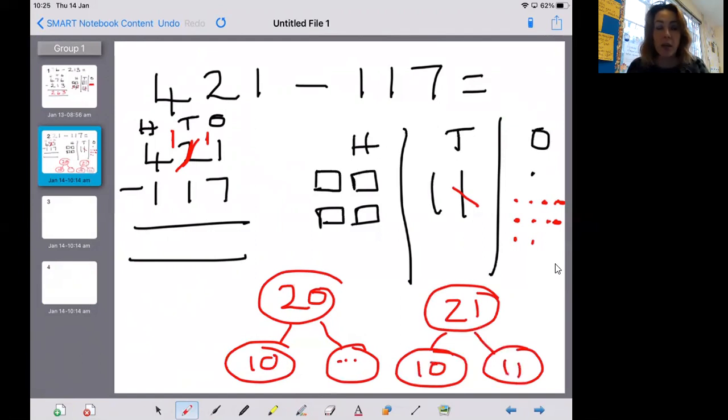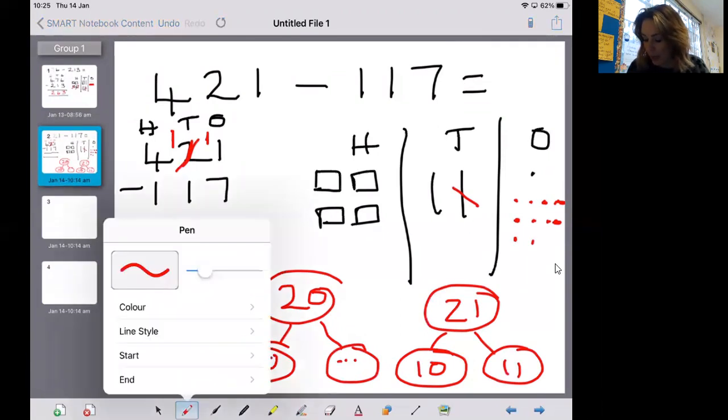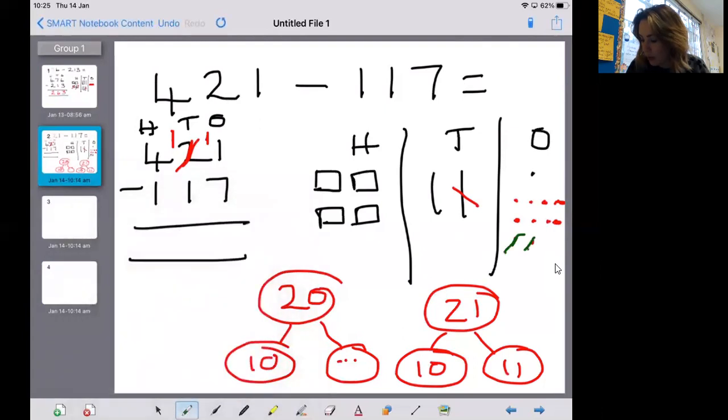Now I need to do some taking away. From those 11 ones, I need to take away 7. 1, 2, 3, 4, 5, 6, 7. So I'm left with 1, 2, 3, 4. 1 take away 1 is 0, and 4 take away 1 is 3. Let's have a look at one more together.